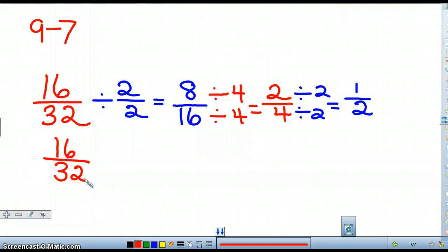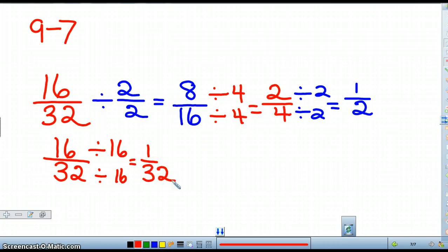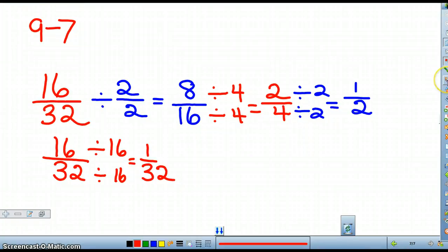Okay? But, again, greatest common factor comes in. My greatest common factor of 16 and 32 is 16. So if I would have automatically divided top and bottom by 16, I would have gotten 1/32. I'm sorry, not 1/32. 1/2. I was just looking at it. 1/2. I would have gotten my answer in 1 step.